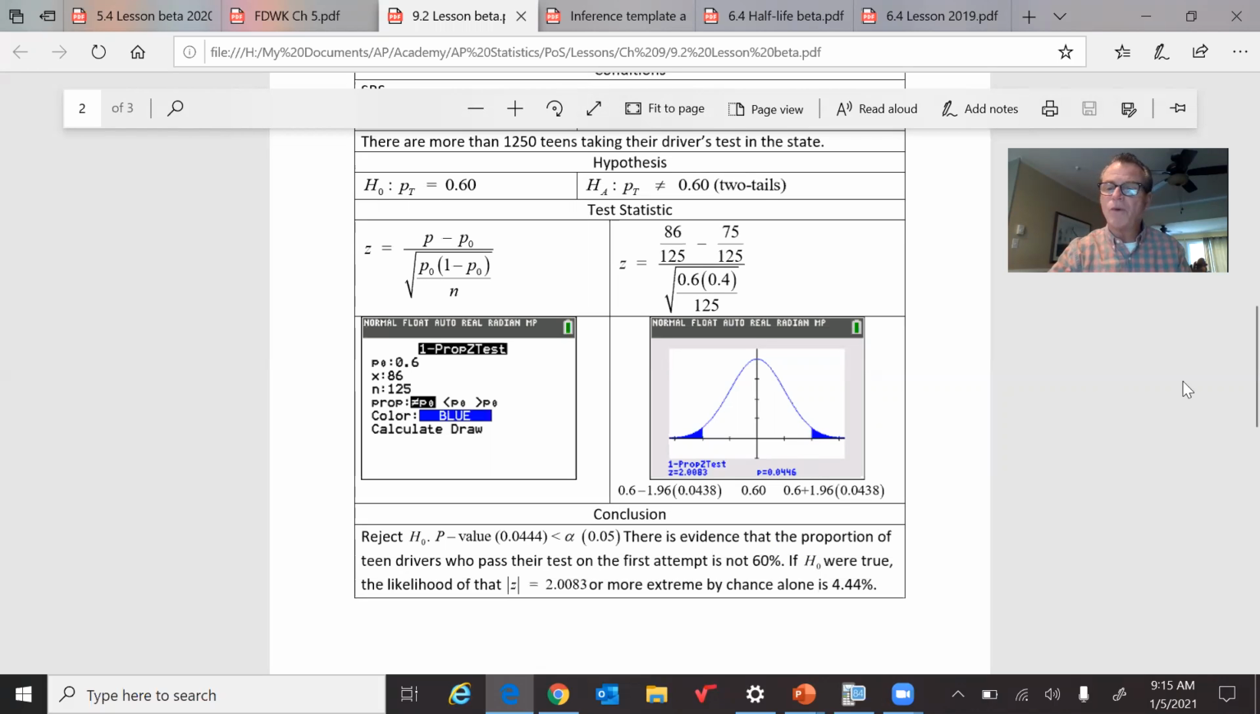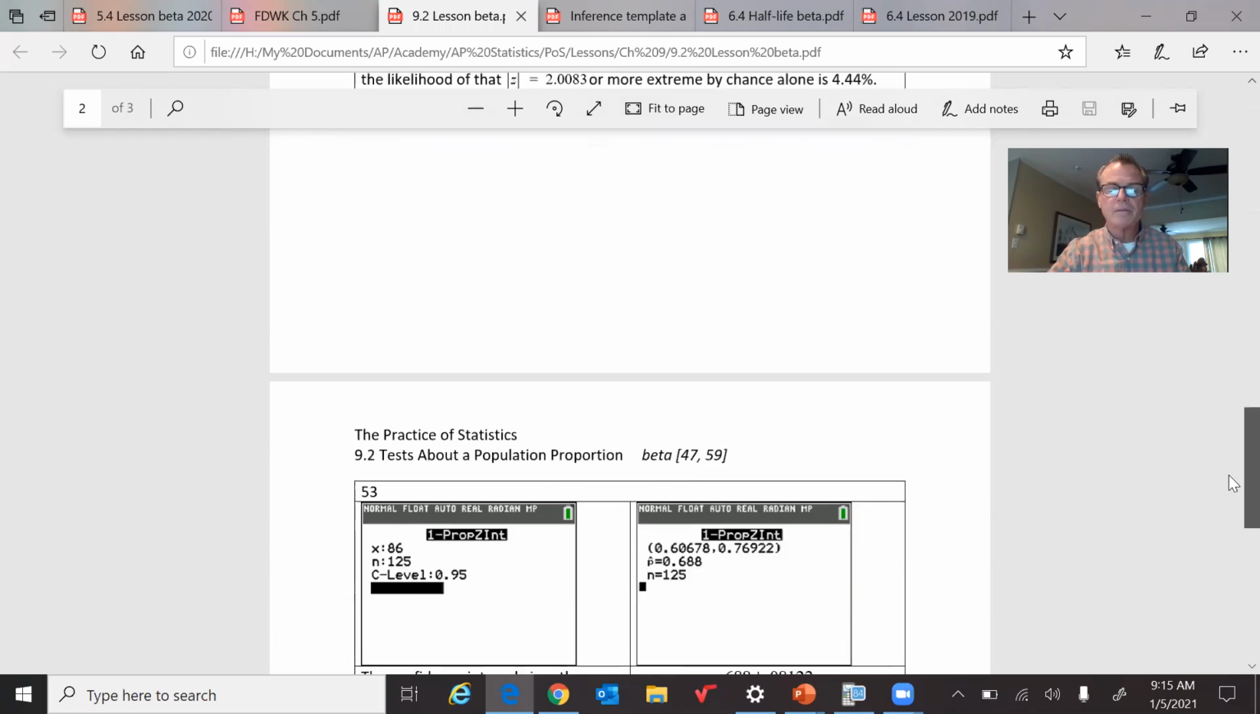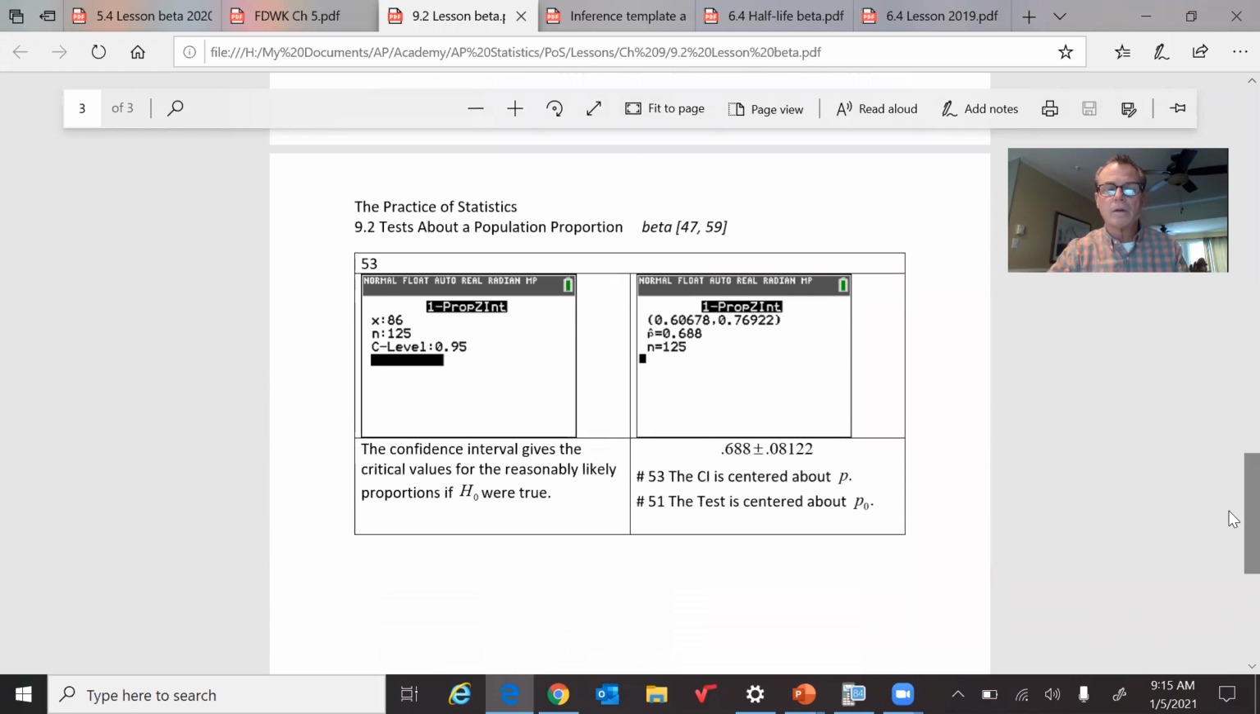Okay? Then if we went here for 53, we did a confidence interval. Now remember, it brings it over there. As soon as you put the data in stat test 5, it brings it to stat test A. And in 51, we rejected the null. But here's the interval. See, the interval does not include the null, 60%. So you would still reject the null whether you did a test or an interval.